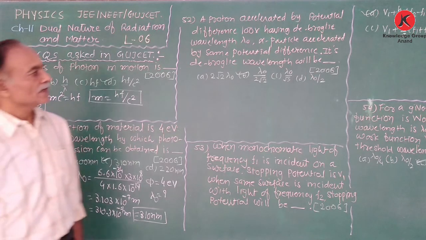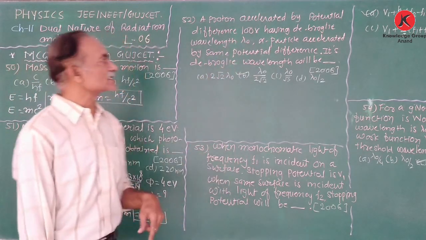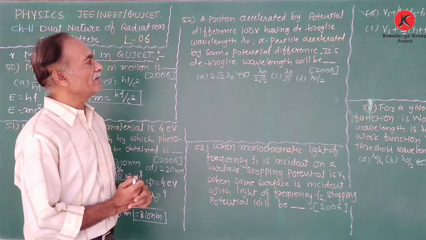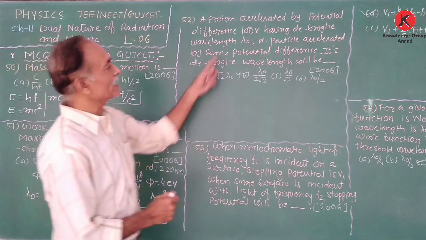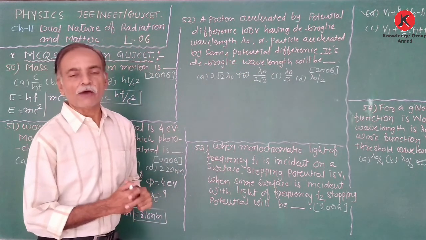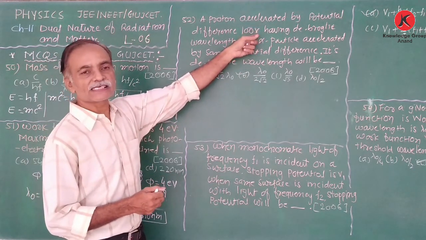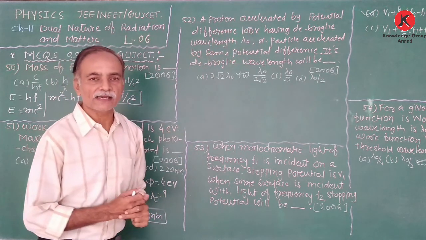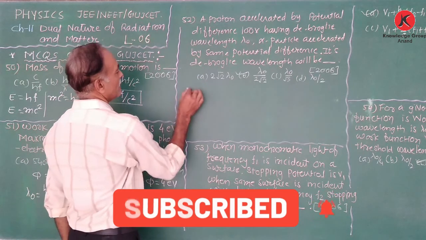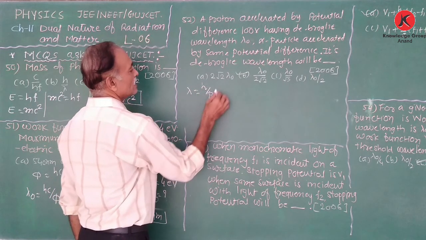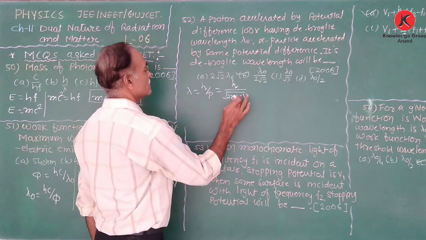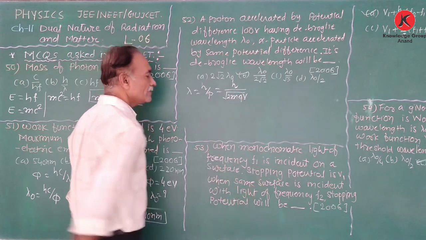Clear? Okay. After that, the next question asked in 2006: a proton accelerated by a potential difference of 100 volt has de Broglie wavelength lambda 0. Now an alpha particle accelerated by the same potential difference, its de Broglie wavelength will be? Here the accelerating voltage is given, and the charge of the proton and the alpha particle we also know. Therefore, de Broglie wavelength lambda is equal to h upon p, which is h upon under root of 2mqV.